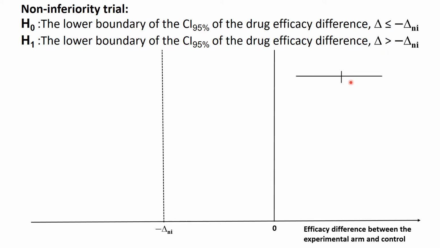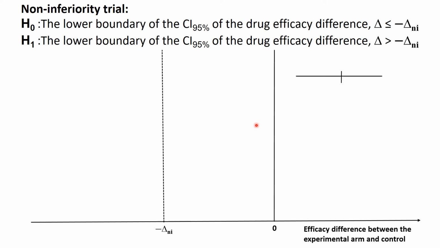Let's start with the first example. Would you say it's demonstrating superiority or inferiority? Looking at it, you realize that the lower boundary and the upper boundary of the 95% confidence interval are totally beyond the negative non-inferiority threshold. So what would we say?